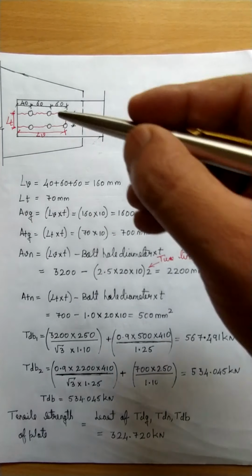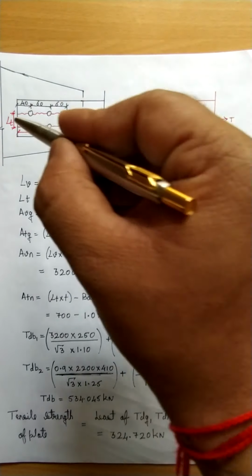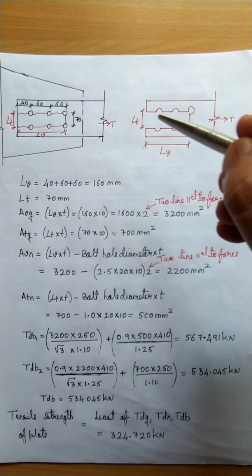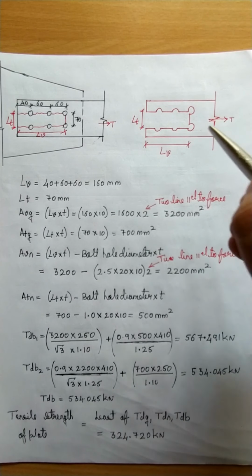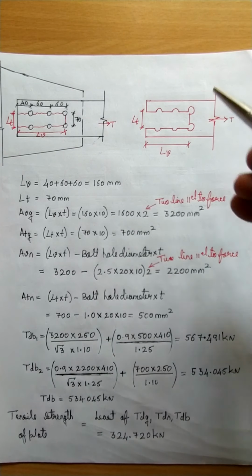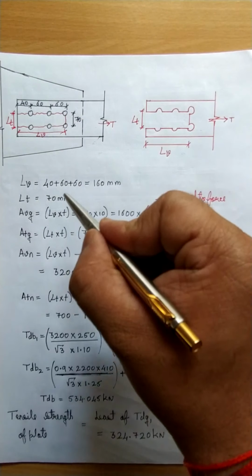Now regarding Lt, this numerical has bolts in 2 rows. So this is how it fails. So this is the Lt distance, which will be perpendicular to the applied force. So this is the Lt distance. So if you see, Lt is nothing but 70 mm.